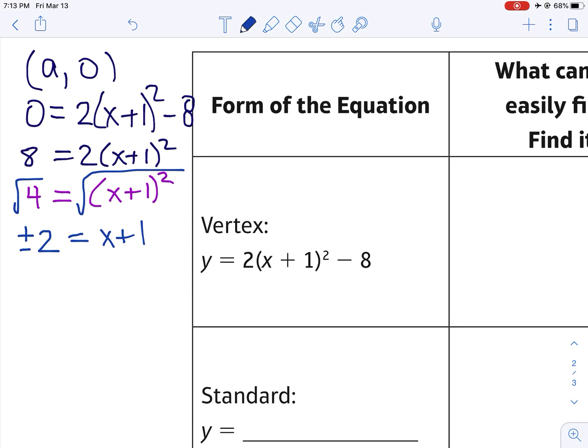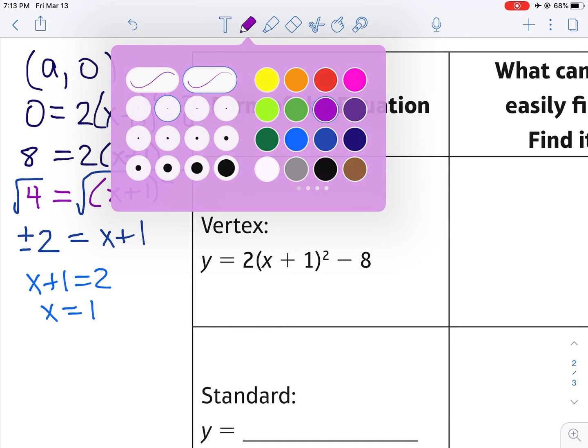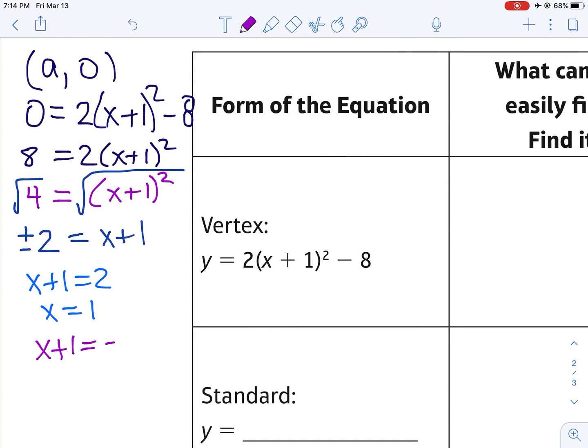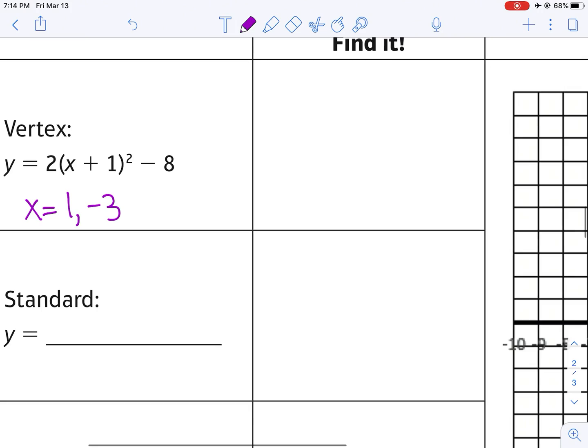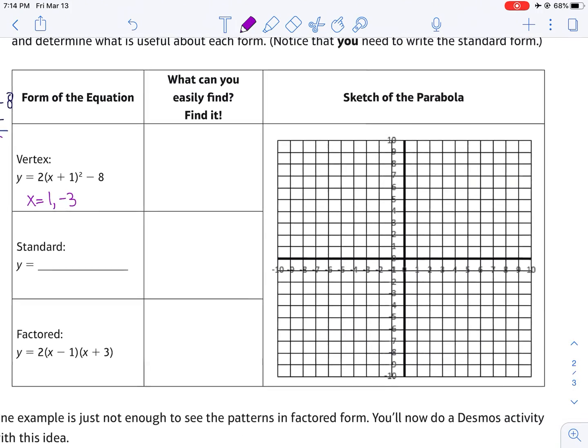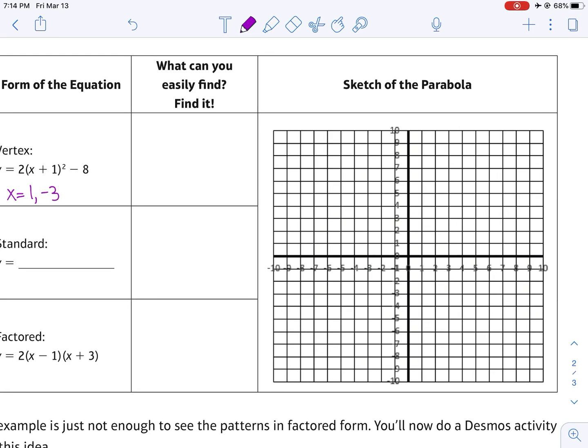So if you need to, you can split it into 2 different equations. You can have x plus 1 equals 2, and you would get x equals 1. And then you could also have x plus 1 equals negative 2, so x would equal negative 3. So that means x equals 1 and negative 3. Now, if you know me very well, you know that I don't like when they write it like that. But for this, we're going to be okay. So x is 1, so I'm going to put that dot right there. And x is negative 3, so I'm going to put that dot right there.